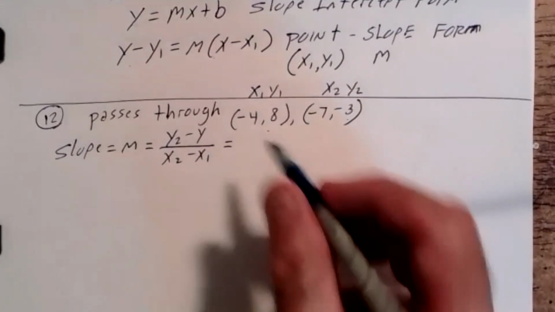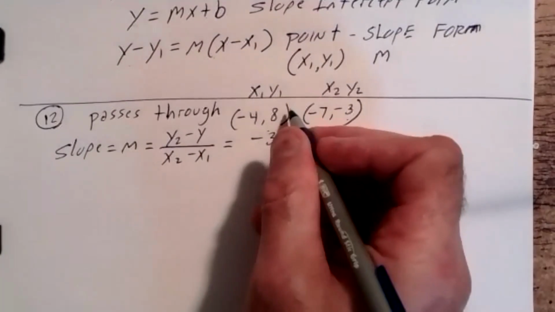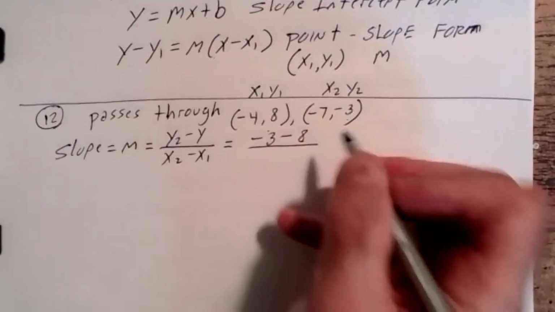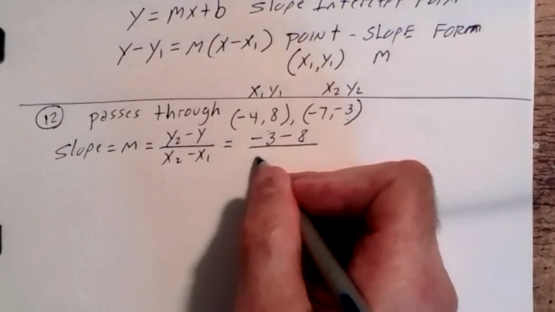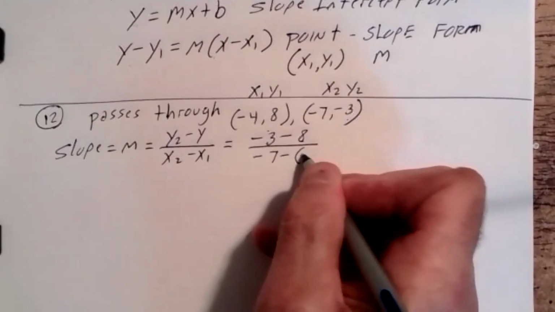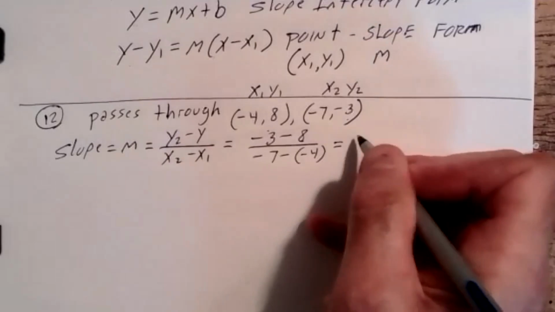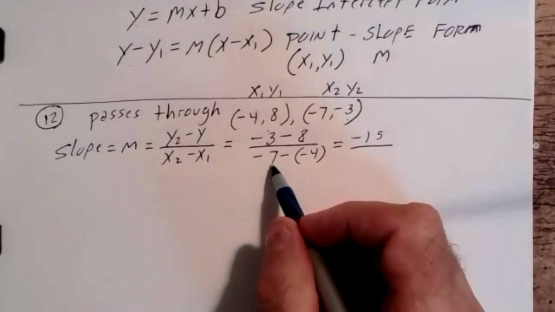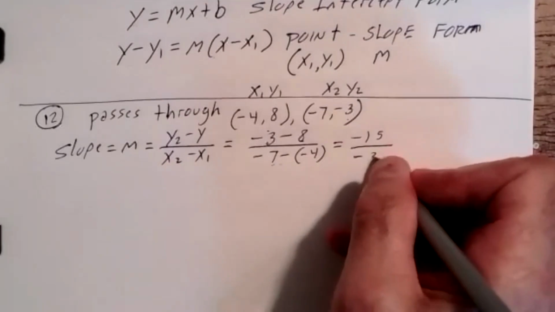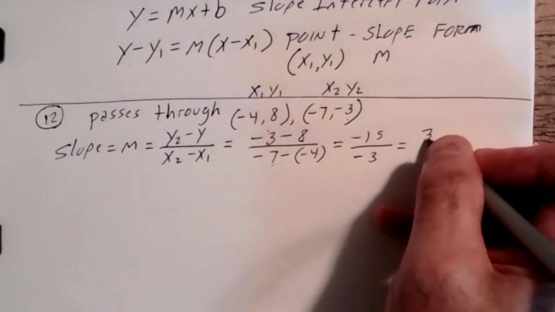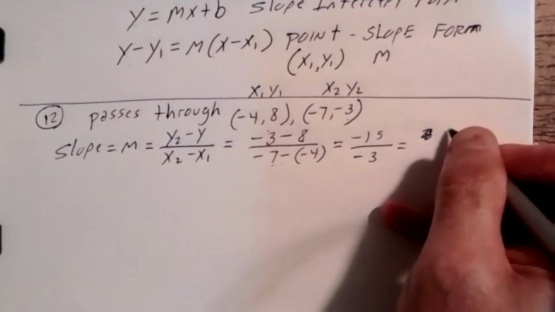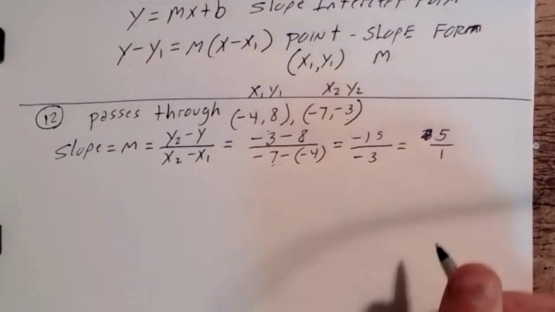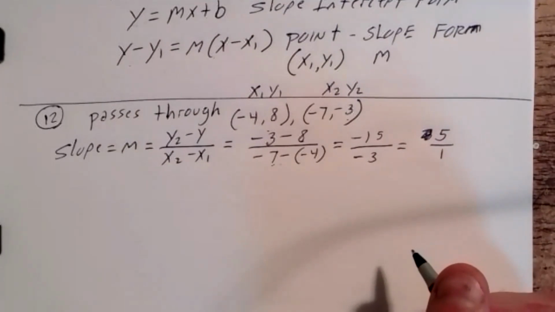y sub 2 is -3. Subtract y sub 1, which is 8. x sub 2 is -7. Subtract x sub 1, which is -4. So the numerator is going to be -15 and the denominator is going to be -7 plus 4, or -3. This reduces down to 5. So ladies and gentlemen, -15? What's that? I thought it was -11.